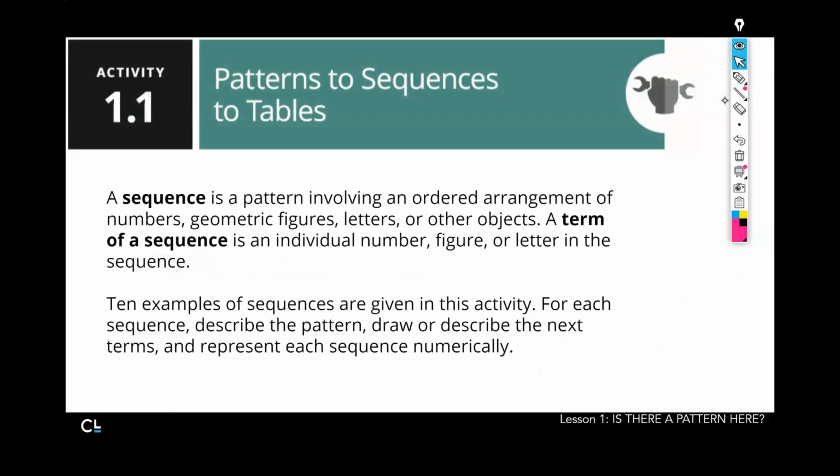The next activity, patterns to sequences to tables. A sequence is a pattern involving an ordered arrangement of numbers, geometric figures, letters, and other objects. A term of a sequence is an individual number, figure, or letter in the sequence. 10 examples of sequences are given in this activity. For each sequence, describe the pattern. Draw or describe the next term and represent each sequence numerically.